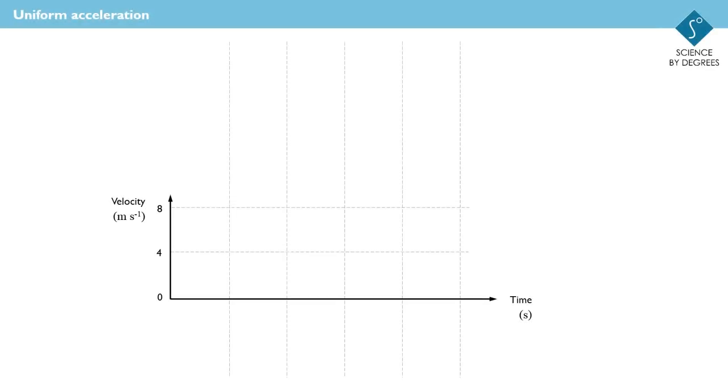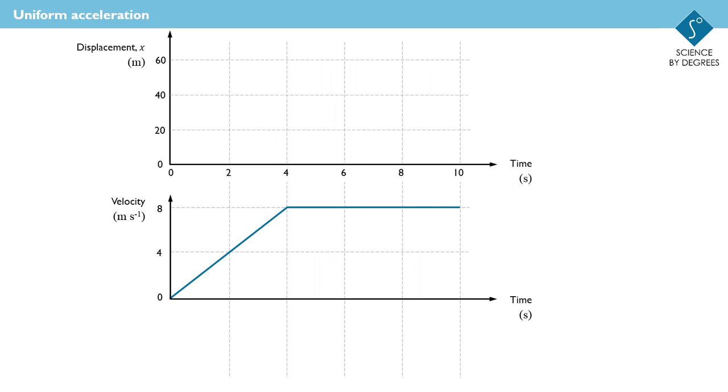So in this video we're going to have a look at rates of change by looking at a simplified one-dimensional motion where some object increases its velocity for a period of time from 0 to 8 meters per second and then travels at constant velocity for a period of time after that.